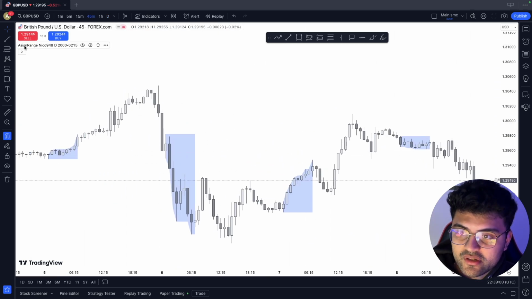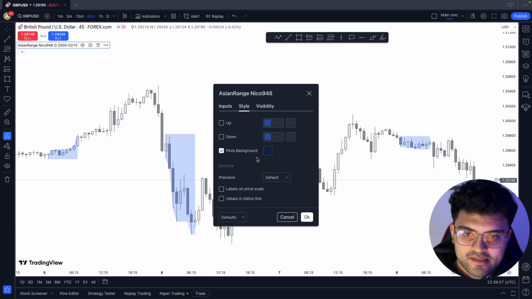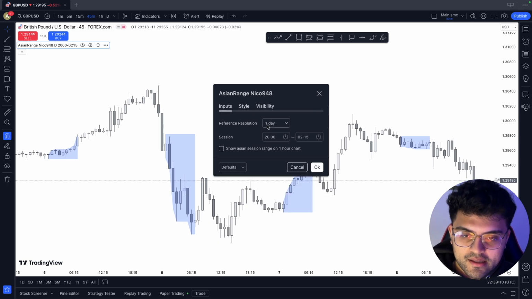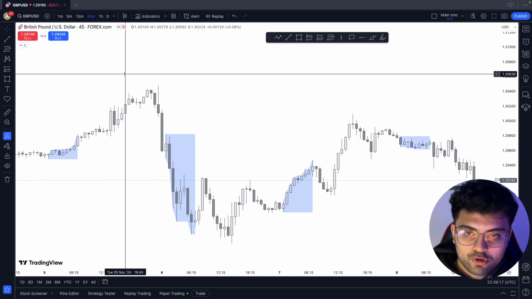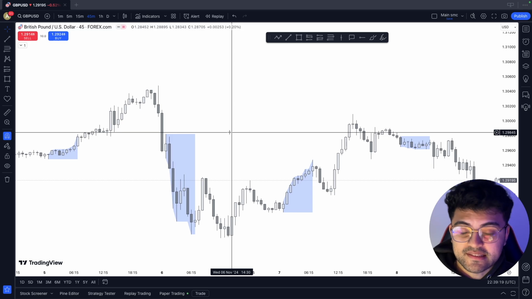And now for the session indicator, this is what you can copy. Asian range by Nico or Nico 948. And these are my settings. You can change the color to whatever you want. And these are my settings as such. So you can copy that screenshot, pause the video, come back to it and copy these settings so your trading view looks exactly like mine.